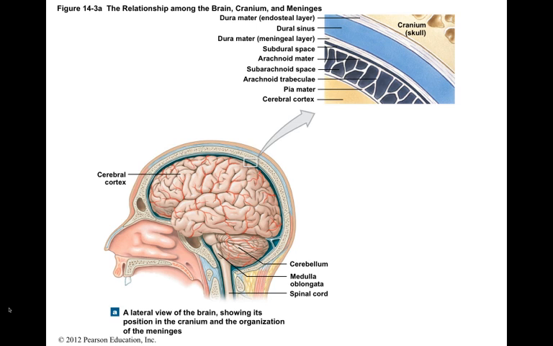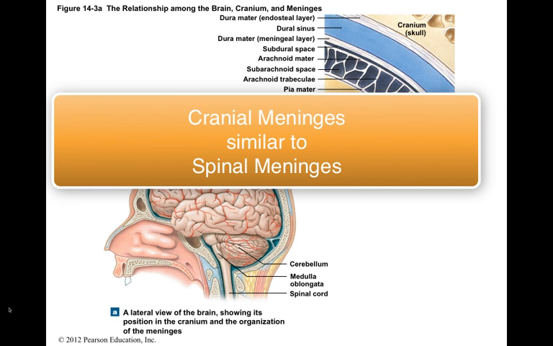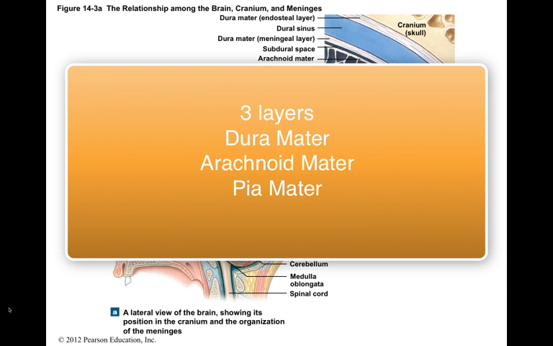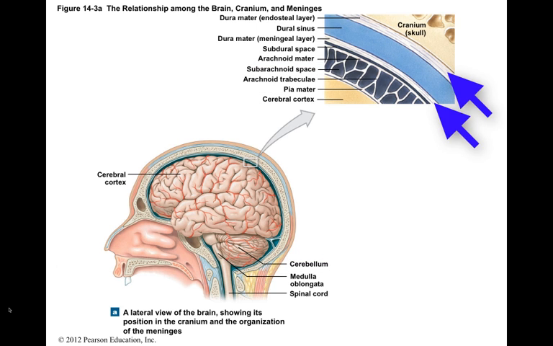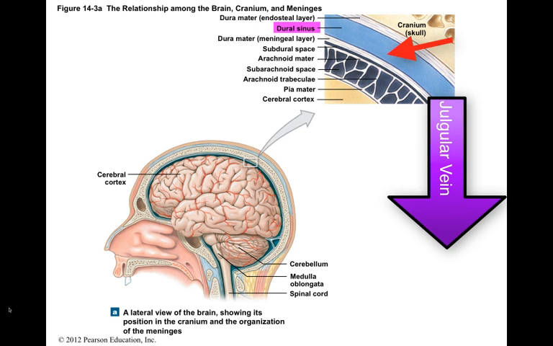The cranial meninges are anatomically similar to and continuous with the spinal meninges of the spinal cord. The cranial meninges consist of 3 layers: the dura mater, the arachnoid mater, and the pia mater. The dura mater is the outer meningeal covering consisting of 2 layers. Between the 2 layers are large blood sinuses, collectively called the dural sinuses, that drain blood from the cranial veins into the jugular veins of the neck.